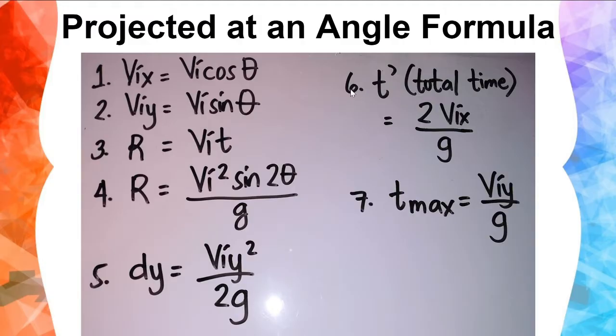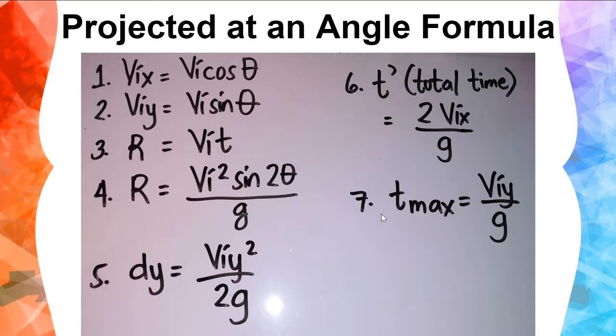Next, number 6, we have time, or t with an apostrophe. This is the total time. Meaning, mula nung sinipa mo yung bola hanggang sa bumagsak na ulit siya sa ground. Ibig sabihin, nung na-cover niya na yung kanyang range. So, that is the total time. Ang formula naman natin dito is 2VIY divided by g.